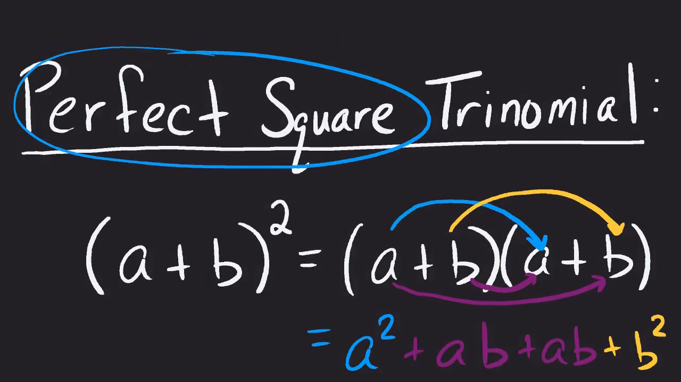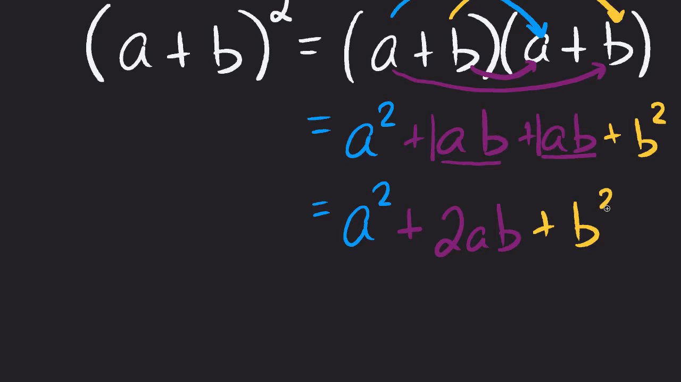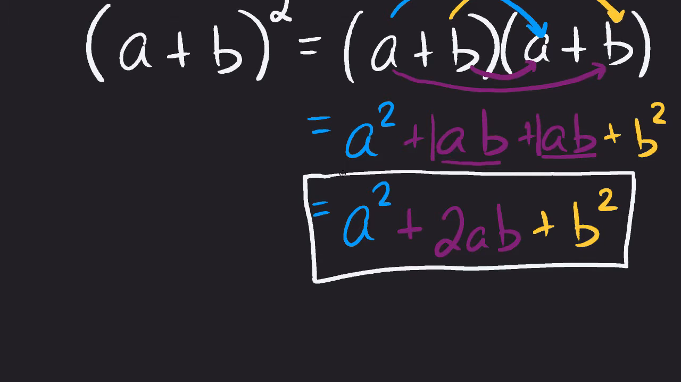All right, now we're going to combine our like terms. So what I've got now is a squared plus, well, I have ab plus ab, so that's 1 plus 1. So I've got 2ab plus b squared. And now what we have is the concept of a perfect square trinomial.